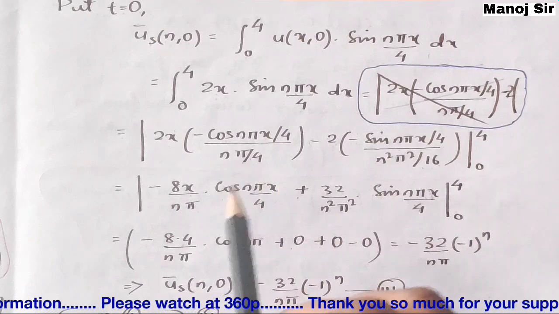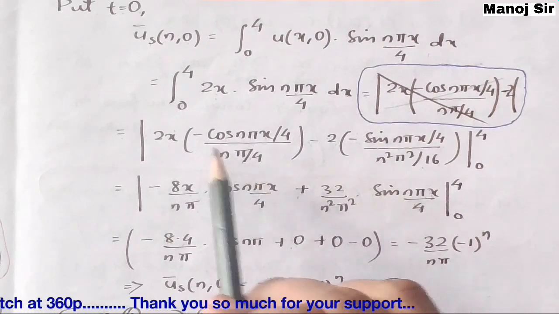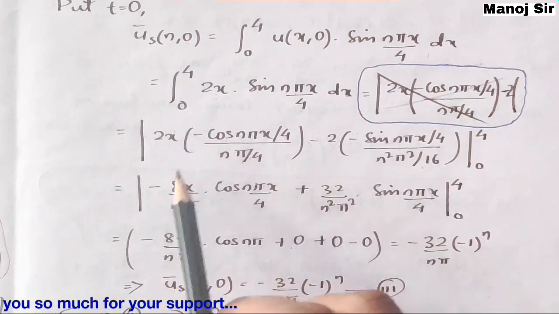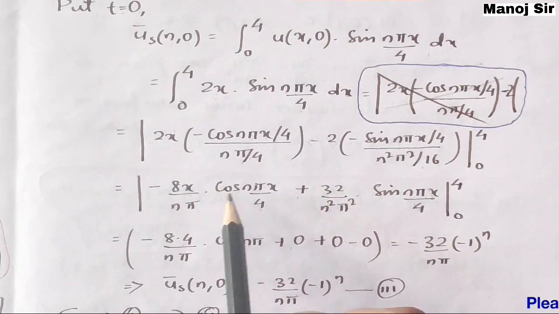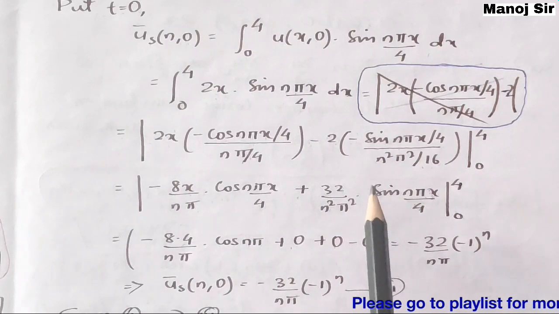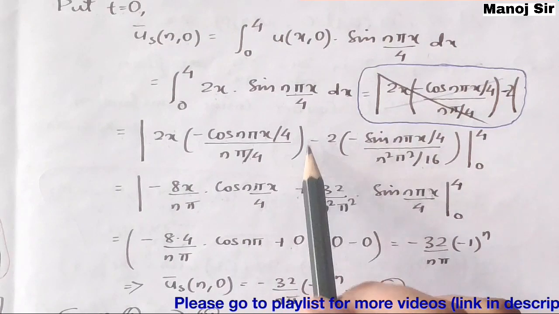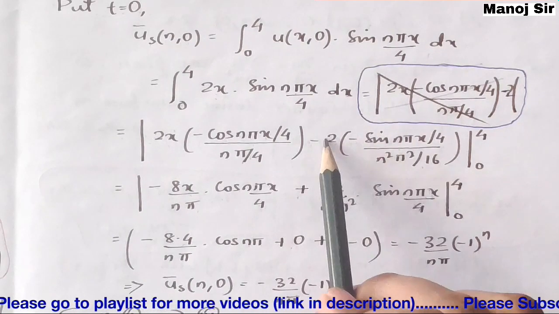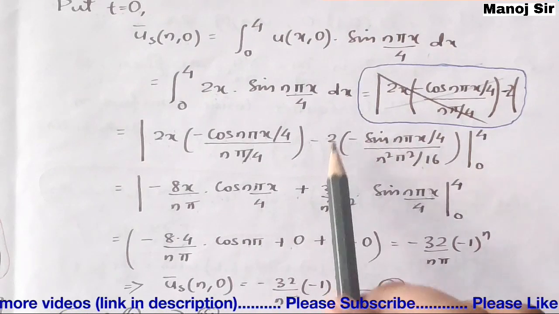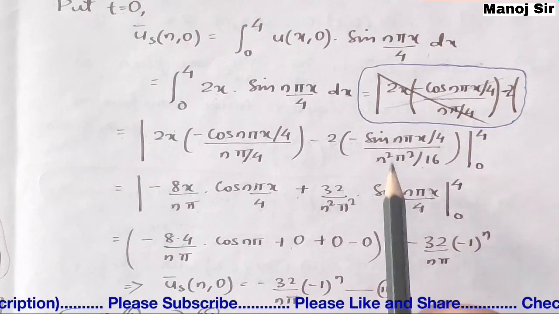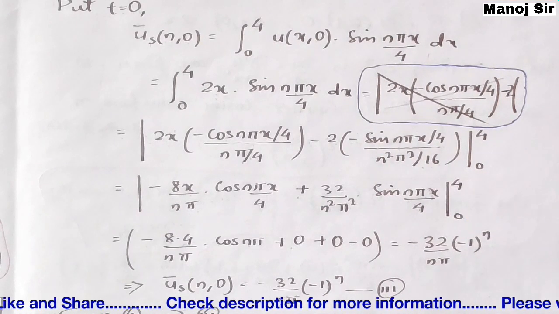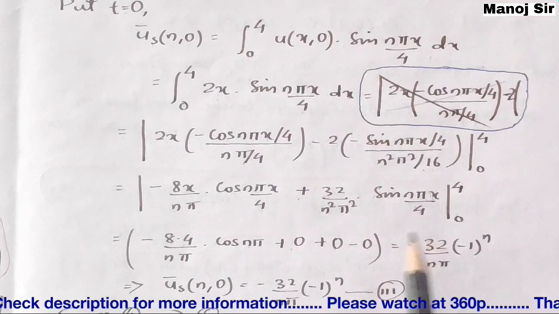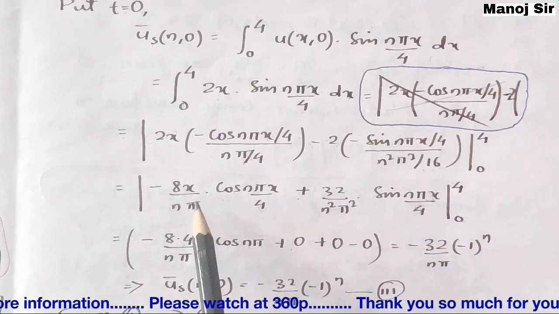Now simply solve this. Take this 4 here, that is minus of 4 into 2x, that is 8x upon n pi into cos of n pi x upon 4. Now coming to the second term, negative will become positive. Take this 16 here, that is 16 into 2, that is 32 upon n square pi square into sine of n pi x upon 4. Limit is again from 0 to 4. Now simply put the upper limit here.